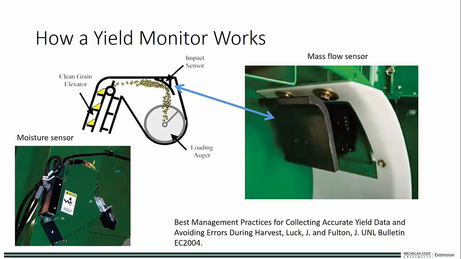But remember that this is basically just equipment, and these are sending voltage readings that we have to calibrate, telling it that at this voltage, this is the right moisture, and at this voltage, this is the right pounds of grain flowing through the combine.